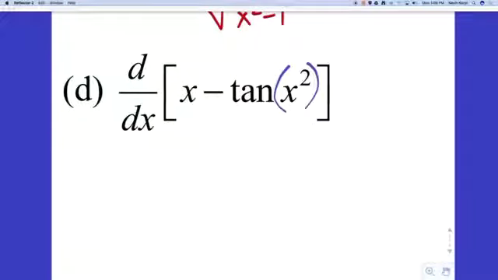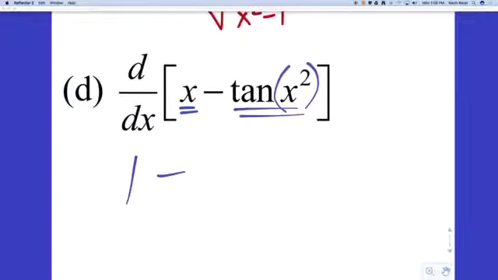the x, right? So again, adding grouping symbols. So this one is not a chain rule to start with. This is just the derivative of one term times the derivative of the other term, or minus the derivative of the other term. So the derivative of x is 1 minus, and now it's only in the second term that we have a chain rule.